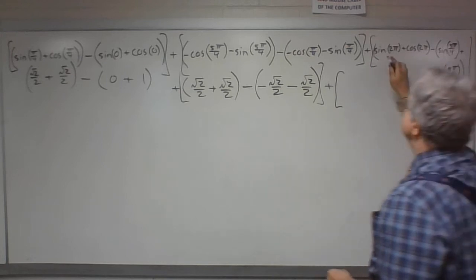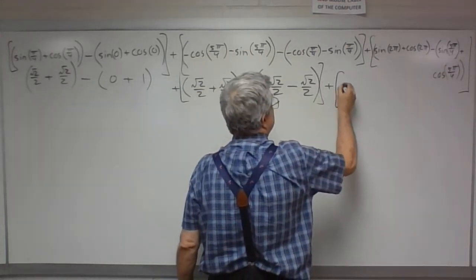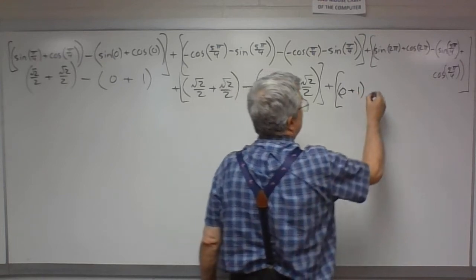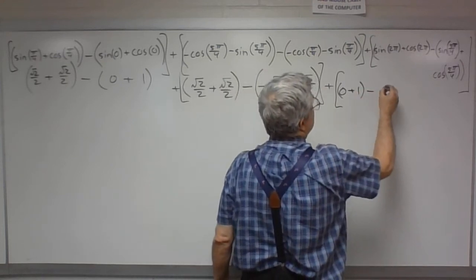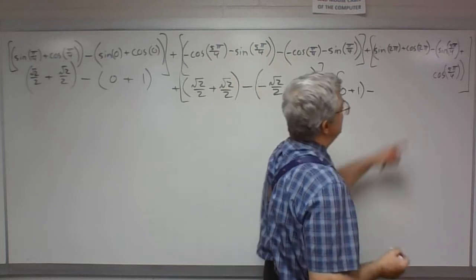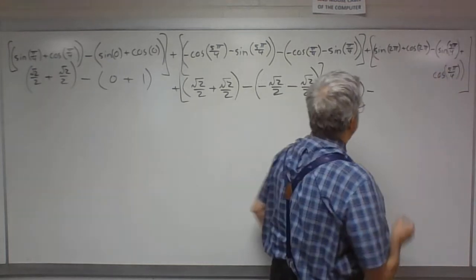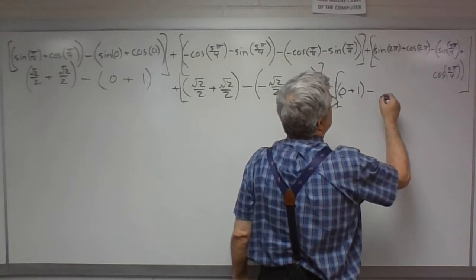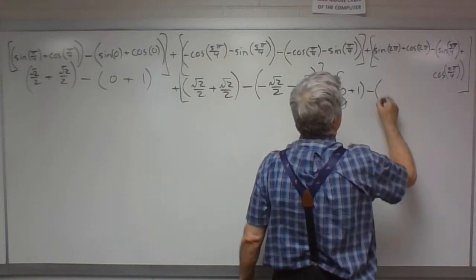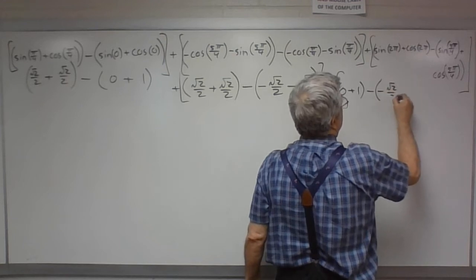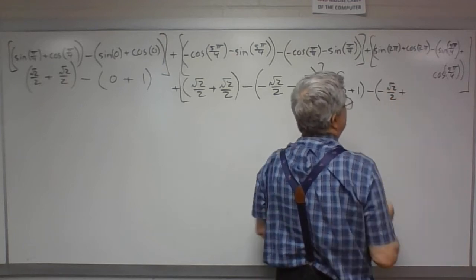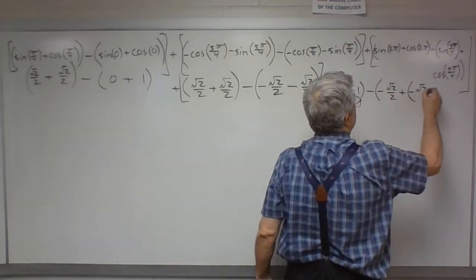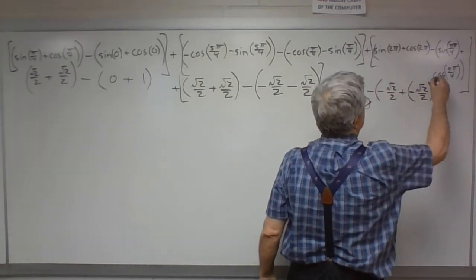And then finally, sine of 2 pi is 0. Cosine of 2 pi is 1. Minus sine of 5 pi over 4. Sine of 5 pi over 4 is negative square root of 2 over 2. And cosine of 5 pi over 4, negative square root of 2 over 2.